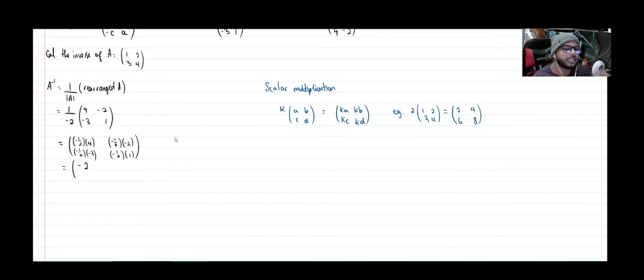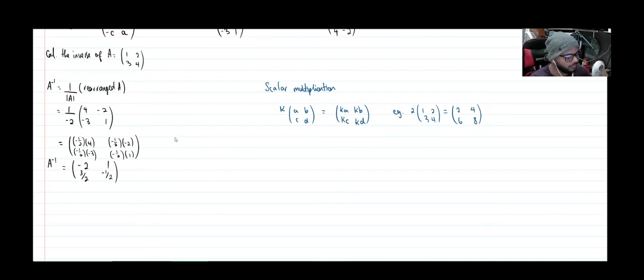Minus a half by negative 3 is positive 3 over 2. This is what I mean when I say leave it as a fraction. Minus a half by minus 2 is positive 1. Minus a half by 1 is minus a half. So this is A inverse. Very, very simple. Very, very easy.